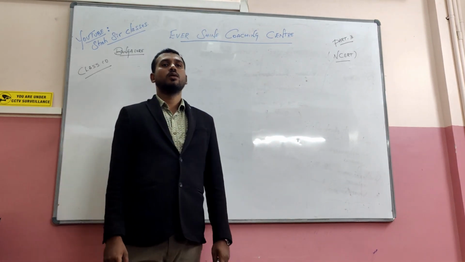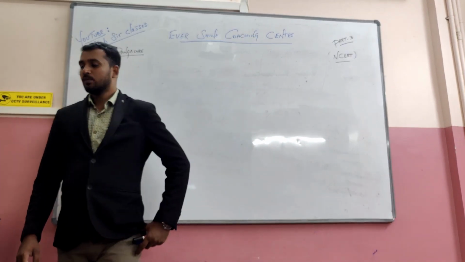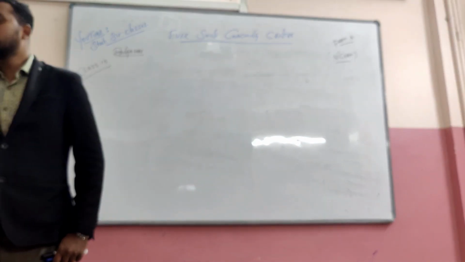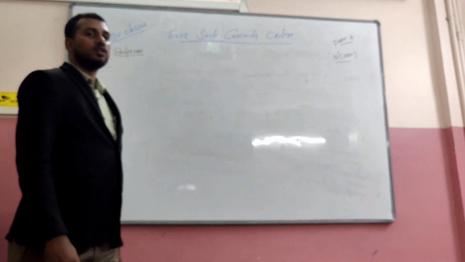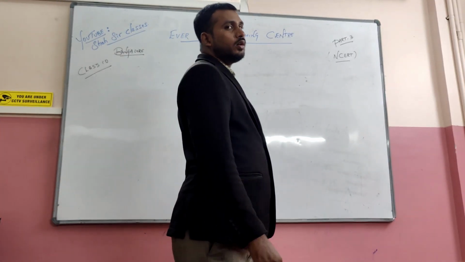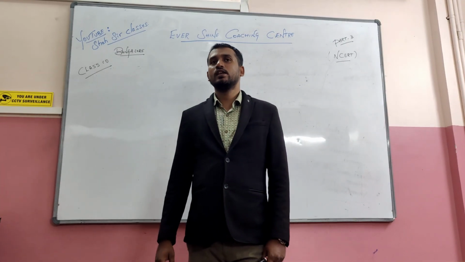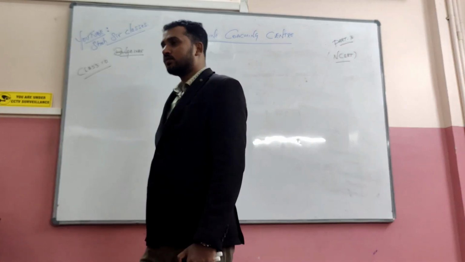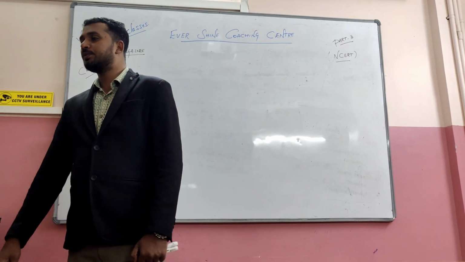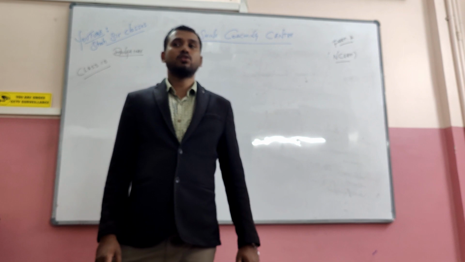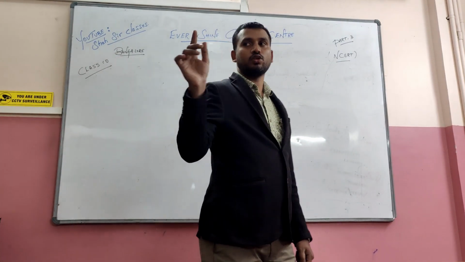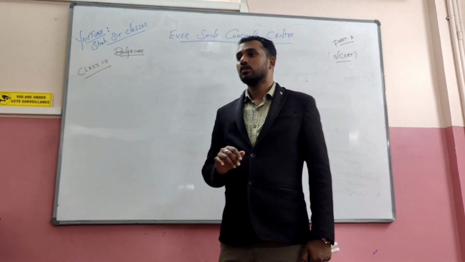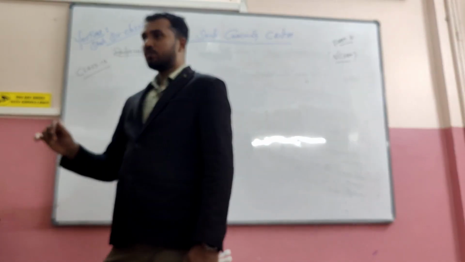Next question. Prove that 5 plus root 3 is an irrational number. Remember the steps? Let 5 plus root 3 be a rational number. 5 plus root 3 is equal to p by q, where p, q belong to Z and q does not equal 0. Isn't it? 5 plus root 3 equals p by q, right?